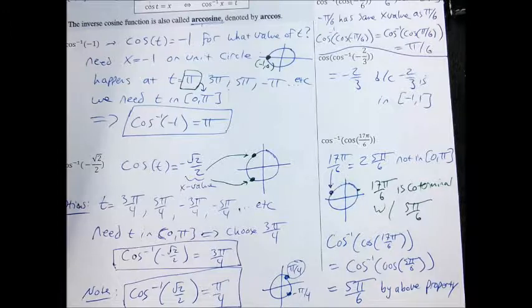Questions about this page at all? Anything on here? Yeah. So, if 17 pi over 6 ends up in the same spot as 5 pi over 6, how come that conversion? Okay, yeah, good question.